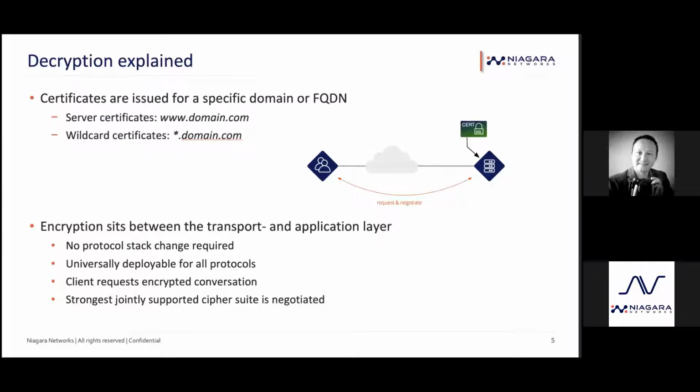That means there was no change in the protocol stack required. The protocol stacks on both the server and the client could remain the same, just add that small layer in between, where once the connection is established, we just encrypt it. It also means that it's universally deployable for all protocols. If you can do it for one, you can do it for the others as well. It sits in between the layers.